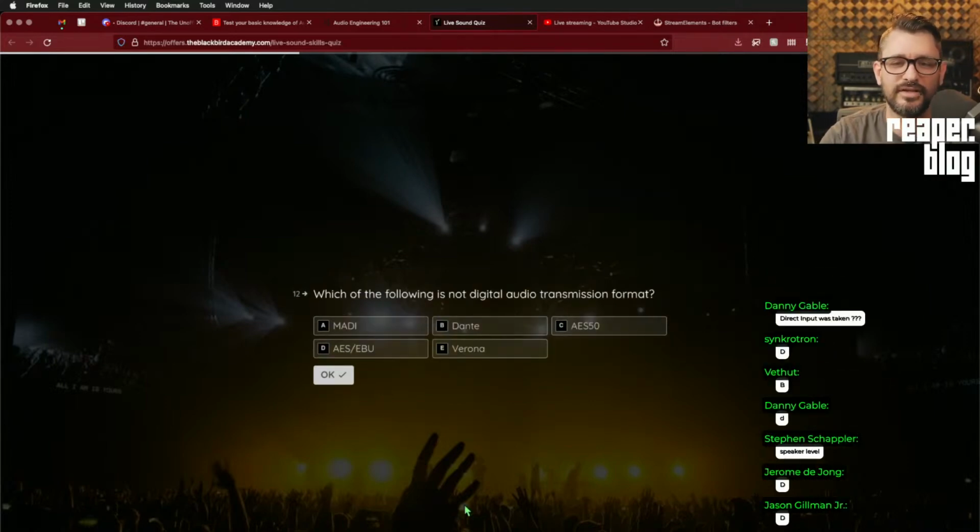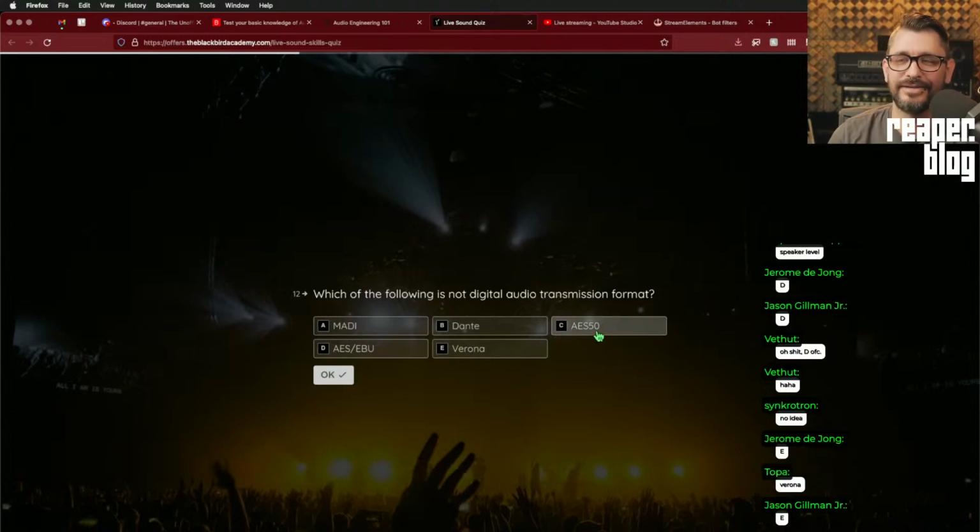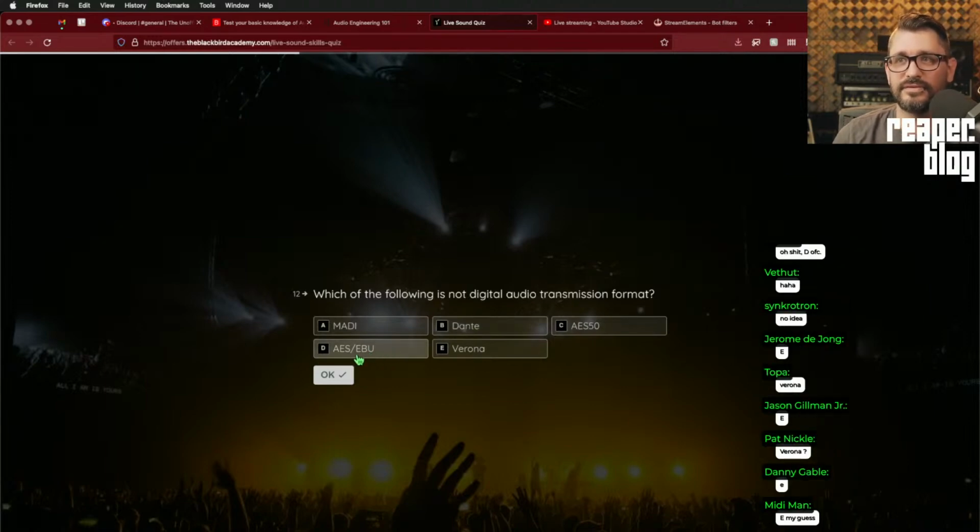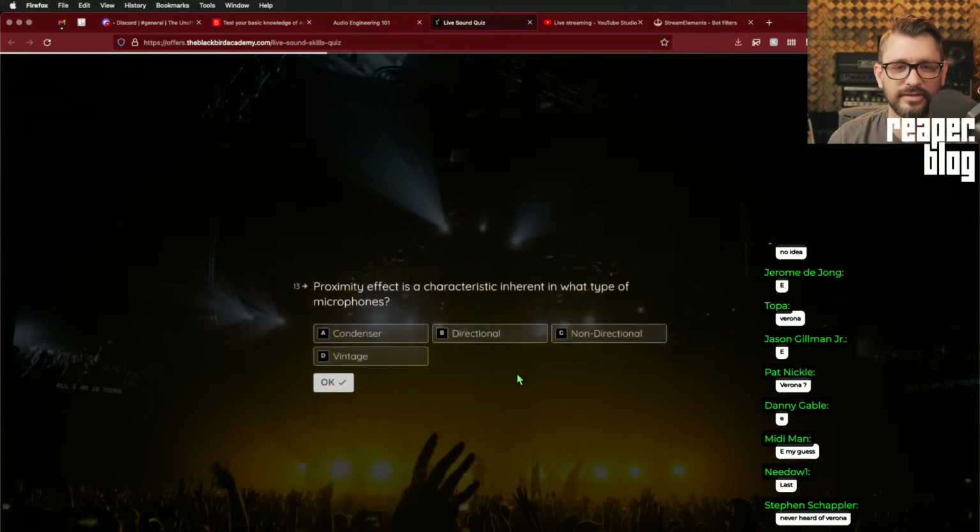Which of the following is not a digital audio transmission format? MADI, Dante, AES 550, AES EBU, or Verona? Two of these I haven't heard of. I don't actually know this one. I've never heard that one. MADI is digital, Dante is digital, AES EBU is digital. That's basically SPDIF with an XLR connector. Verona sounds made up. AES, I think there's a lot of AES standards. We're going to vote for E.